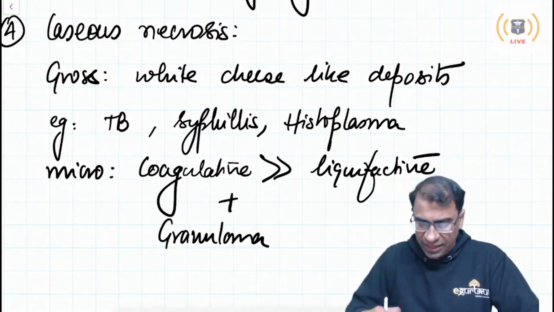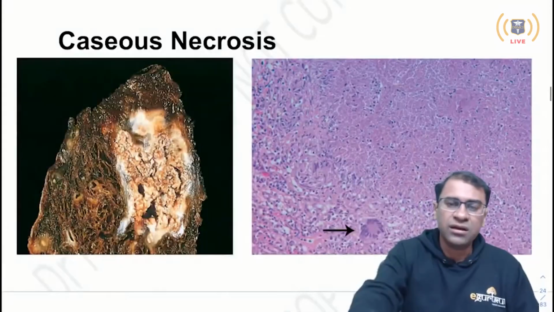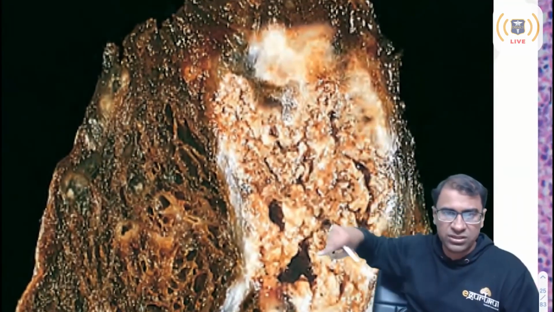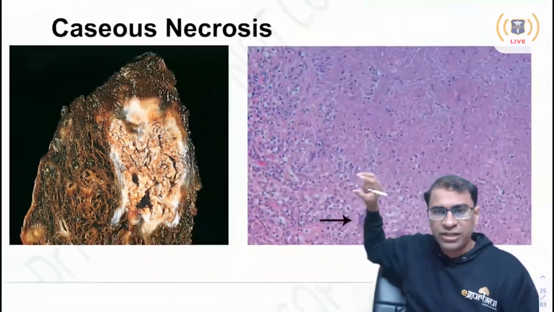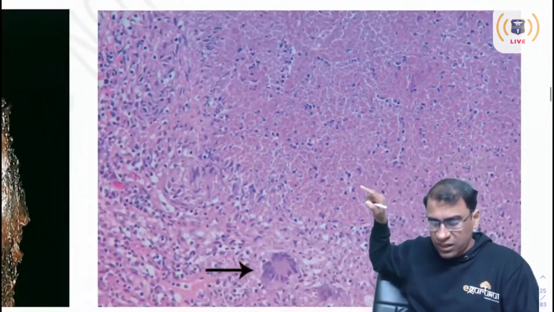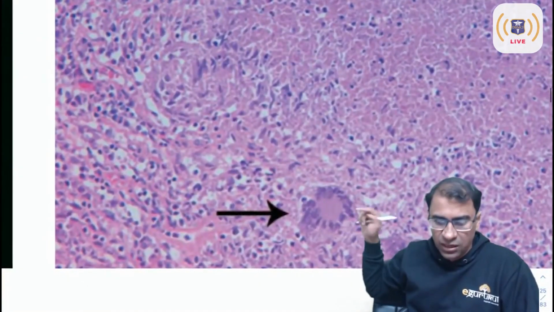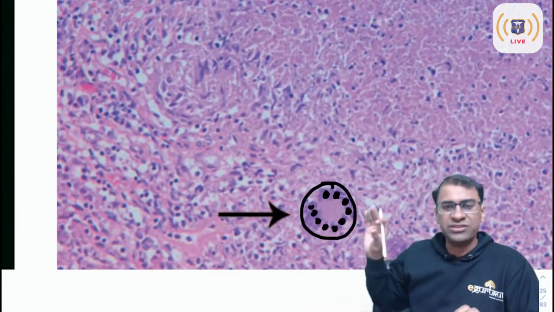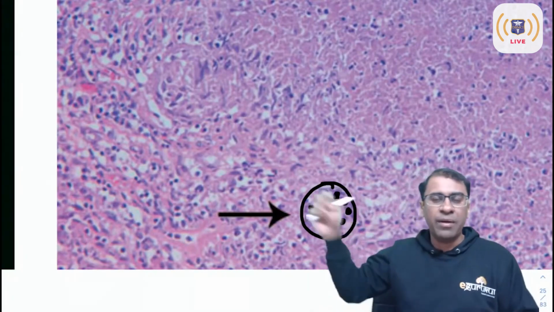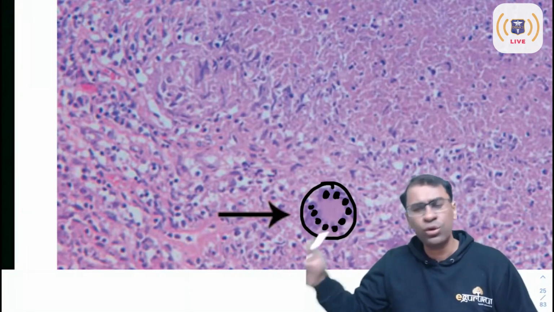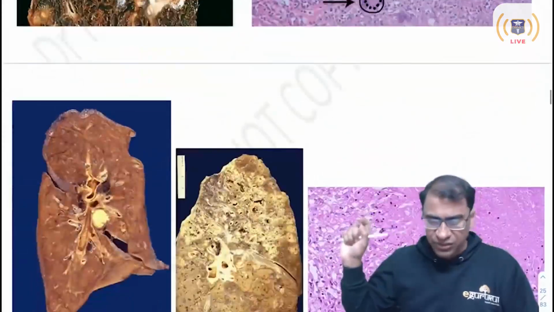Let's see how caseous necrosis looks. This is a lung morphology. This lung has a white cheese-like deposit, this white area. When you take a biopsy from here, it shows this type of necrosis. In this image, you are seeing this area has a liquefied necrosis. Look at these blue neutrophils here, and this is a giant cell. It's a multinucleate cell. One cell has many nuclei. So when you see a giant cell in a collection of inflammation, it becomes a granuloma.